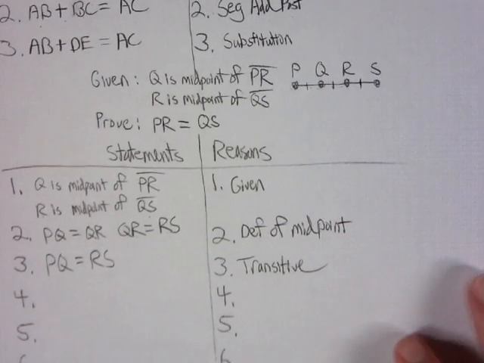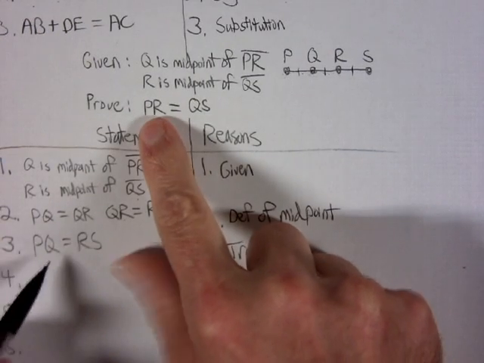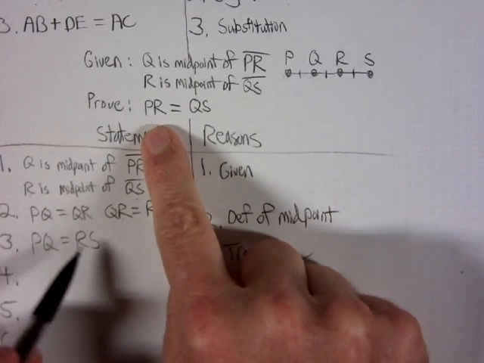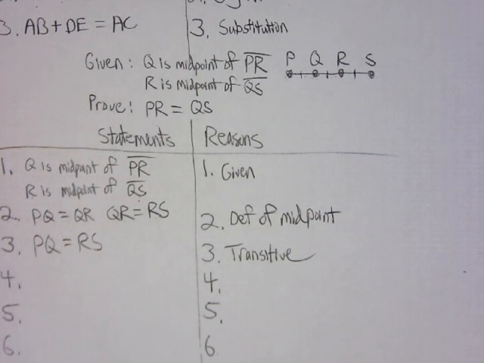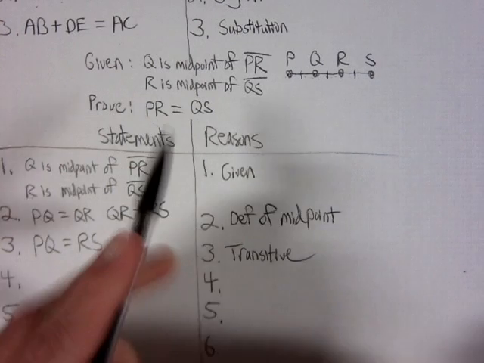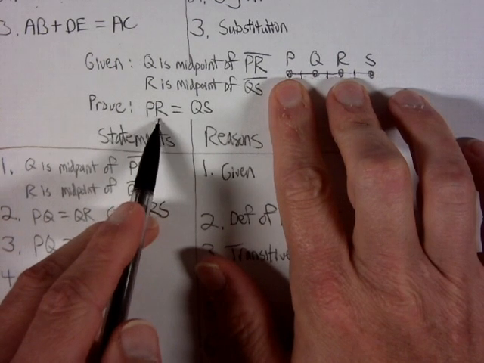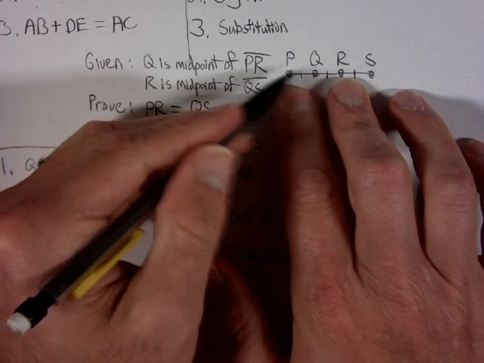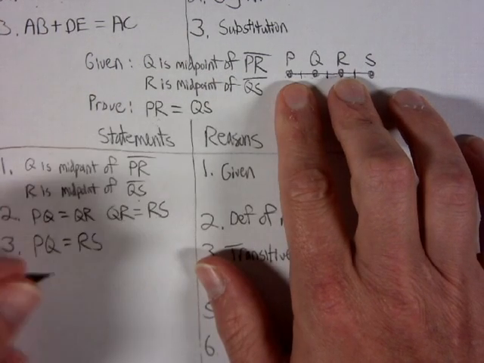Okay? Step number 4. Now we need to start thinking about, because that's pretty much all we can get from the given information, how we can get PR equal to QS. Once again, just like in the last one, I don't have a PR or a QS in here anywhere. So my next step is to try to get those things into my proof. How can I get a PR into my proof? A good way to get segment parts into the proof is with the segment addition postulate. If I look at PR, I know PR is equal to PQ plus QR. So that's going to be my next step.